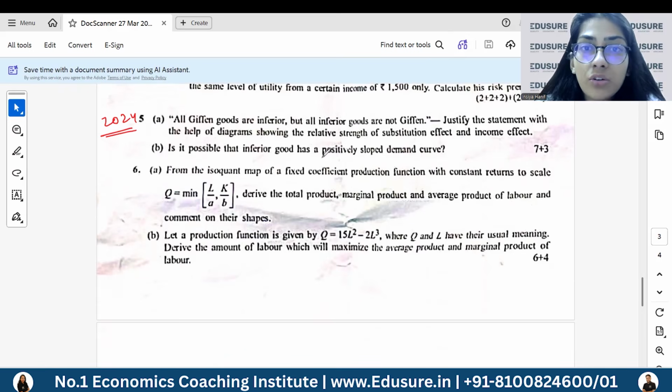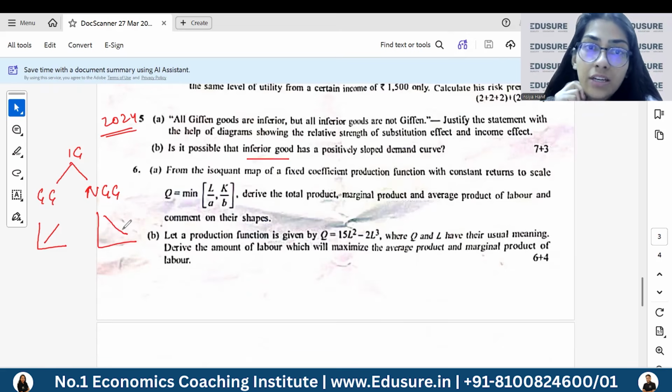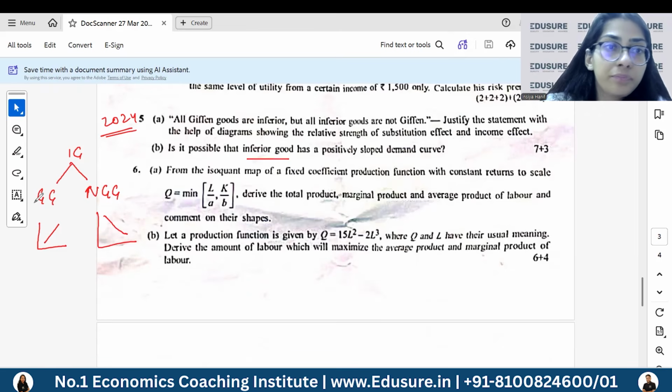Is it possible that inferior good has a positively sloped demand curve? So inferior goods which are a given good, so inferior goods अगर है, तो they can be given, they can be not given good, right? So the given goods which are already inferior goods, उनके लिए you will have a positively sloped demand curve. For the goods which are inferior good but not a given good, उनके लिए you will the law of demand will still hold, right? So बस ये चीज आपको explain करना है, okay?